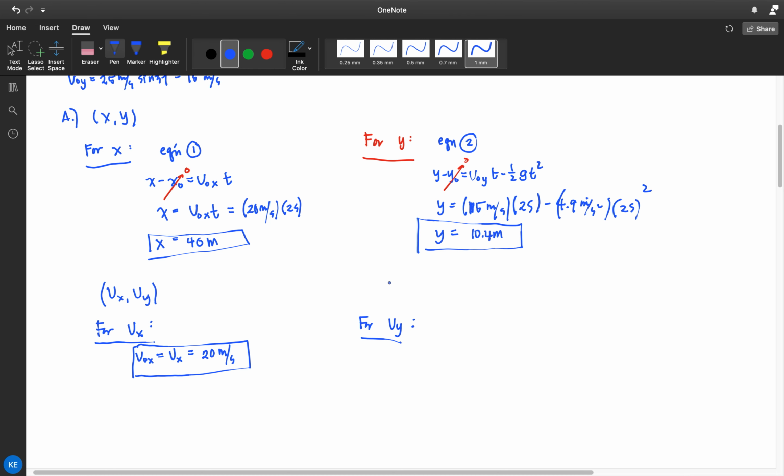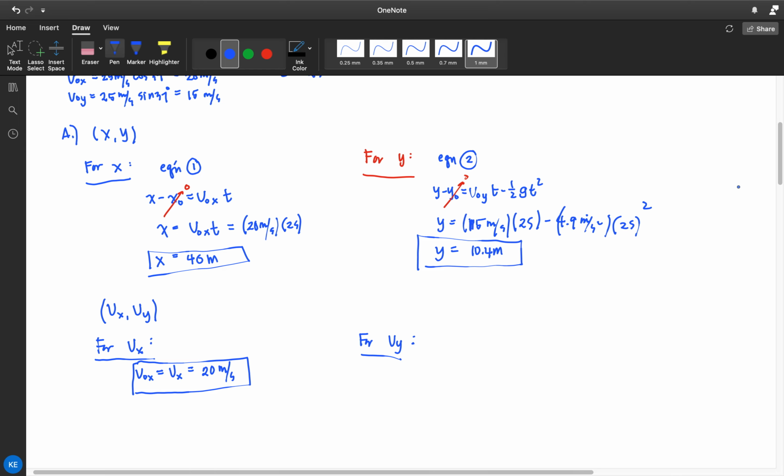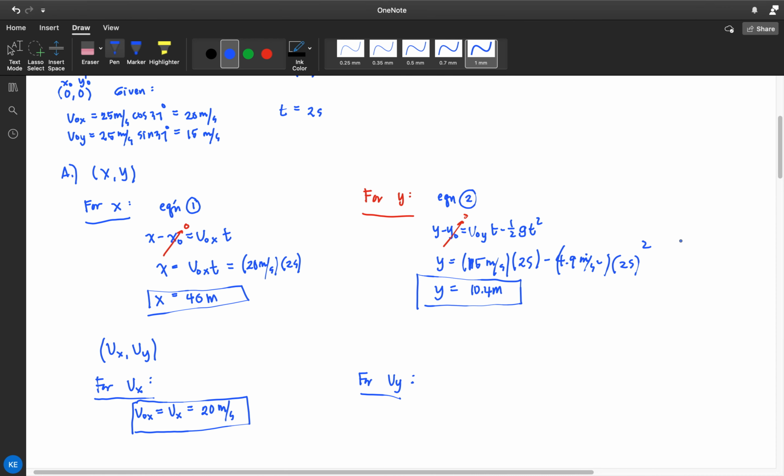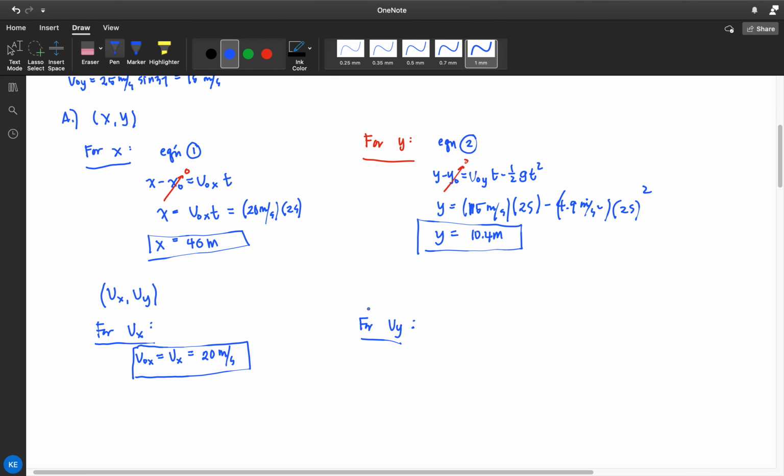Okay, so you need to check the y component of the equations. If you'll notice, equation 1 is possible. Equation 2 has no final velocity. So it means equations 1, 3, and 4 can be used in solving your Vy, since the y positions are given. So you can use equations 1, 3, and 4. But for me, I'm going to use equation 1.